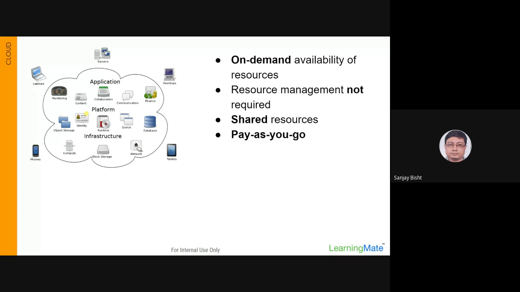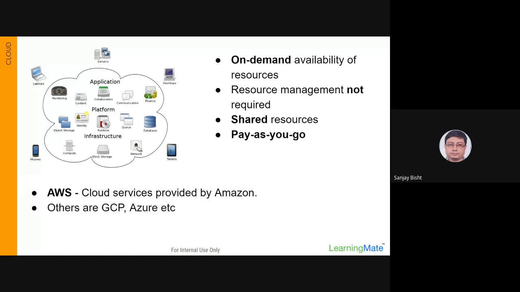Okay, so what is AWS then? AWS is basically a cloud service provided by Amazon. Not only AWS provides cloud services, there are other vendors also. You might know GCP, which is the cloud provided by Google. There is Azure, which is the cloud provided by Microsoft.